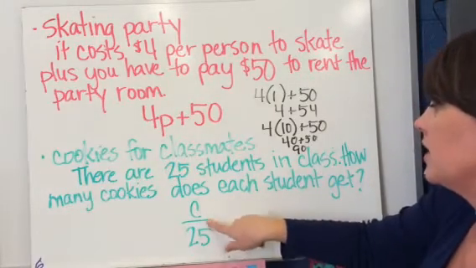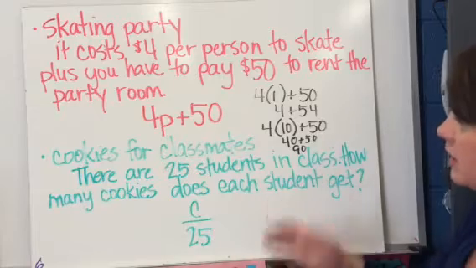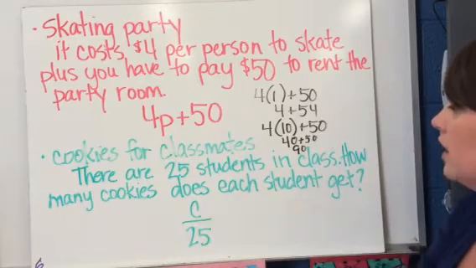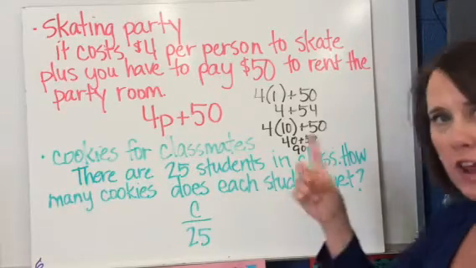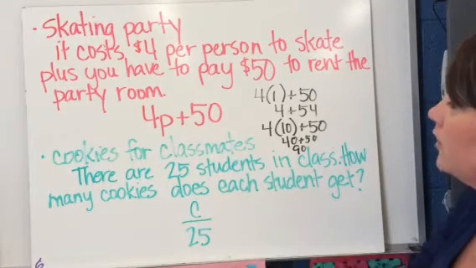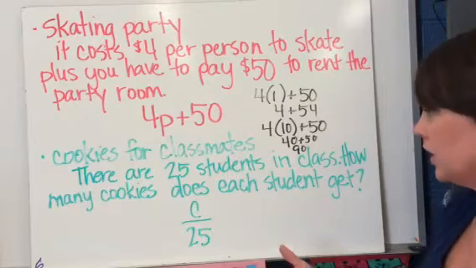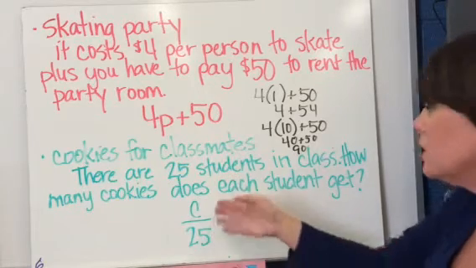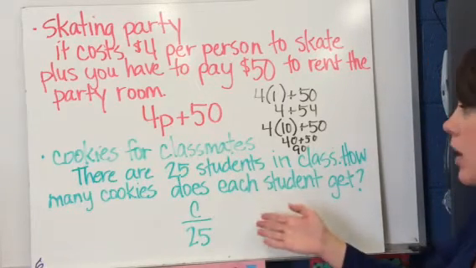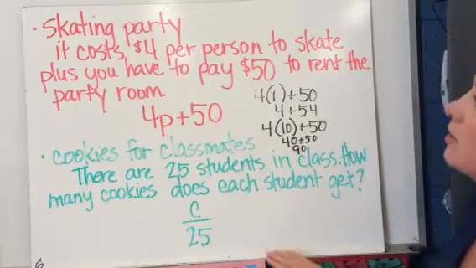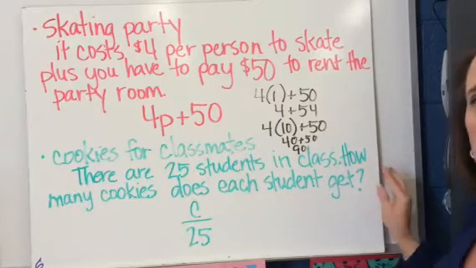So if this number is divisible by 25, then it depends. If you bring 25 cookies, 25 divided by 25, everybody gets 1 cookie. If you bring 50 cookies, 50 divided by 25, everybody gets 2 cookies. 75 cookies, divide by 25, everyone gets 3 cookies. Now we're talking. That's how you write algebraic expressions.